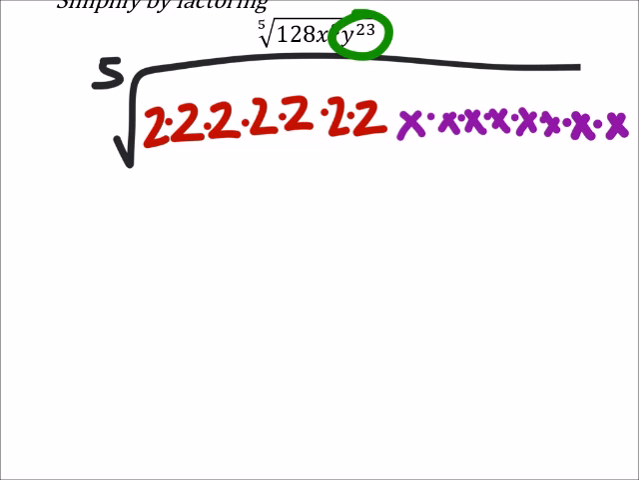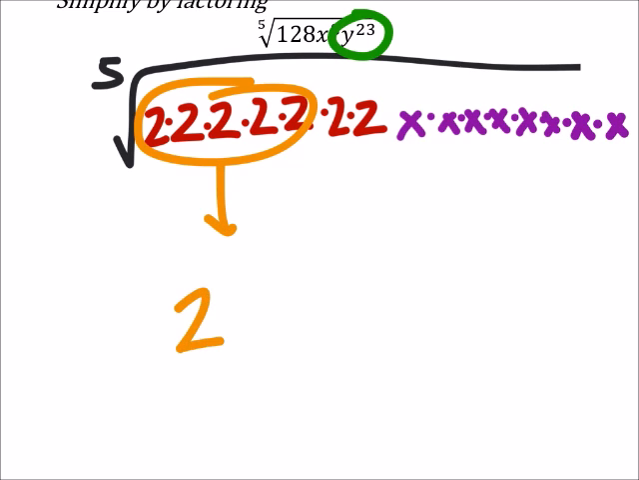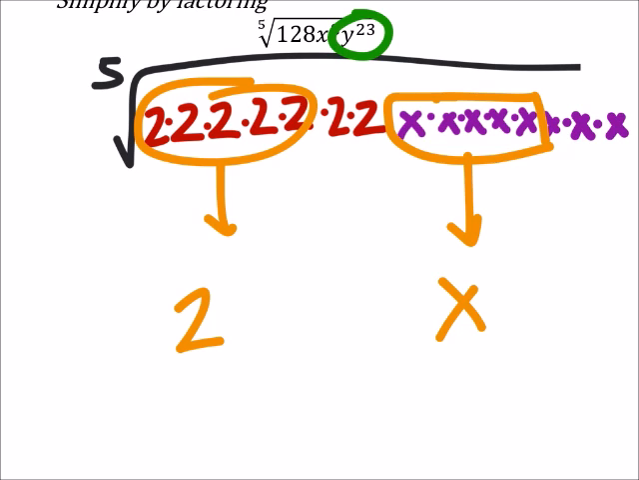So once again, we just need to identify where we've got sets of 5 duplicates on this. Right there, I've got 5 2's, which would just pull out 1 2. And then I don't have 5 other 2's. But I do have 5 of these x's. Let me make sure. 1, 2, 3, 4, 5. There we go. These 5 x's are going to pull out and make just an x.